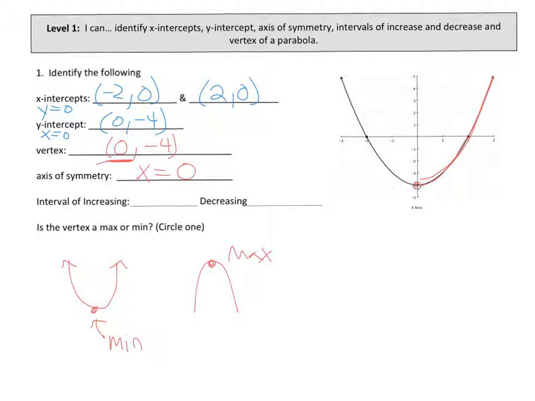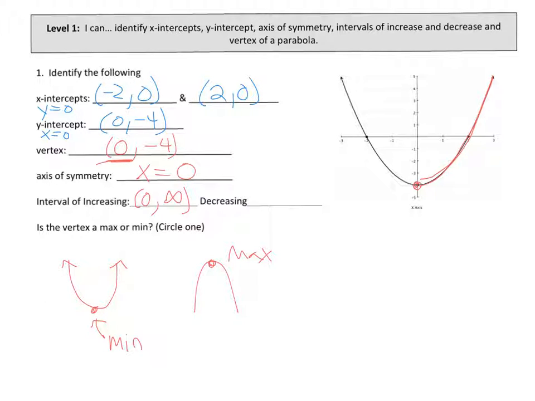So the leftmost x value is the vertex, and the x-coordinate of that vertex is 0, and we're going to give this an interval notation. So it goes from 0, and the parabola moves to the right and up forever, so it's going to be 0 to infinity. And for intervals of increasing and decreasing, we always just use parentheses.